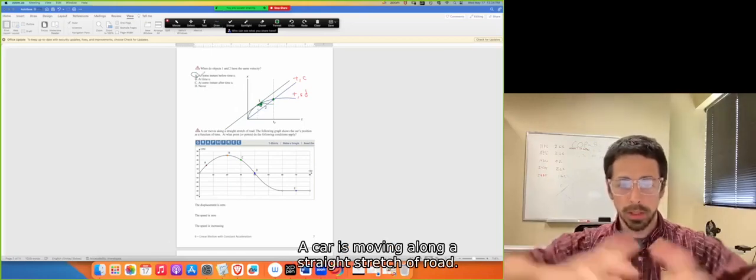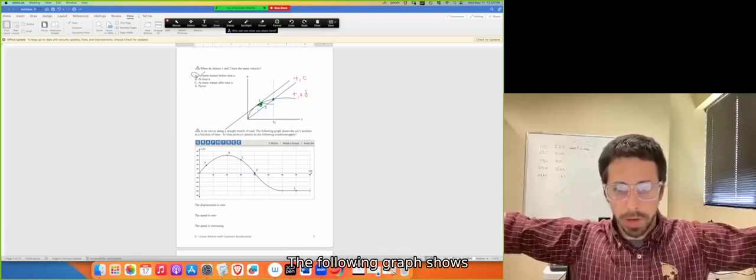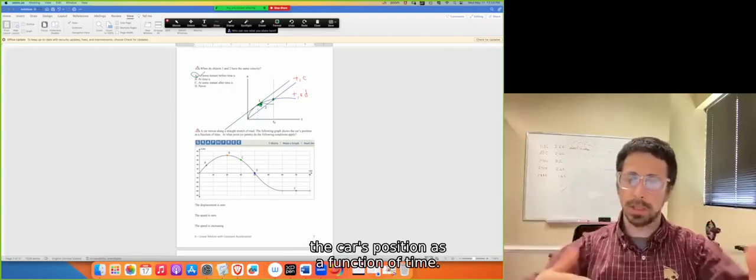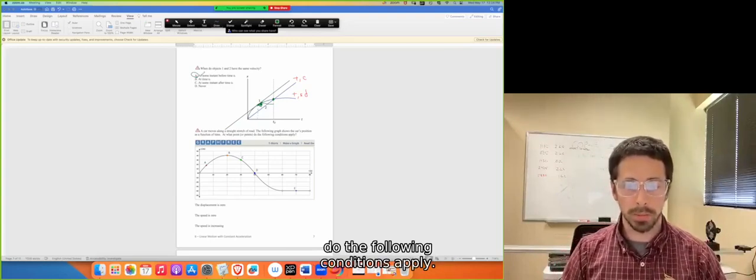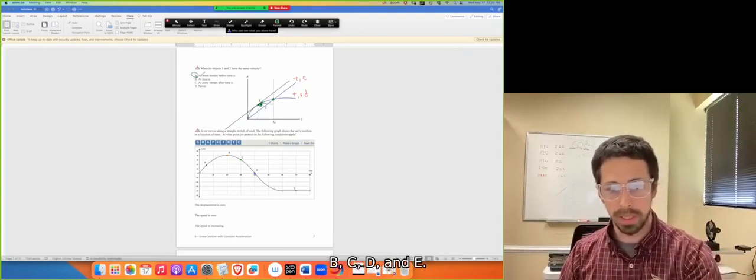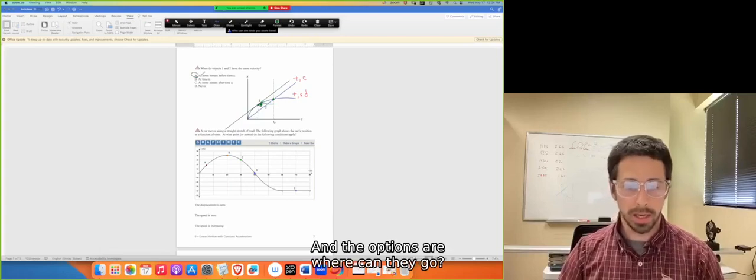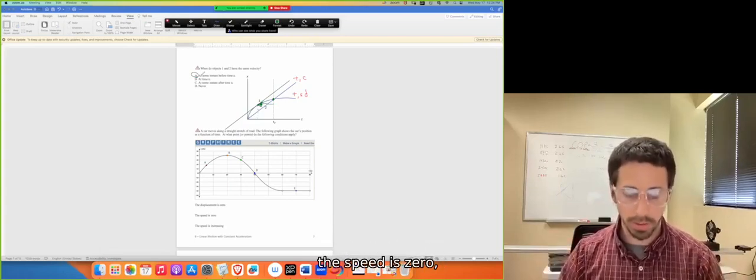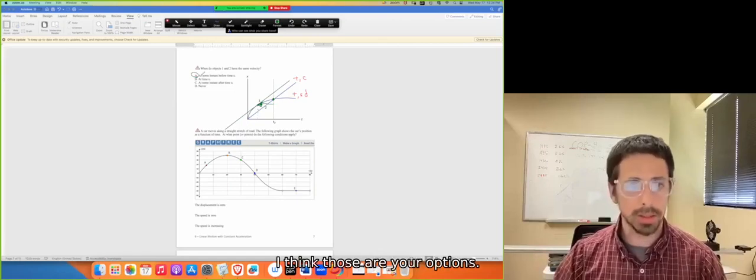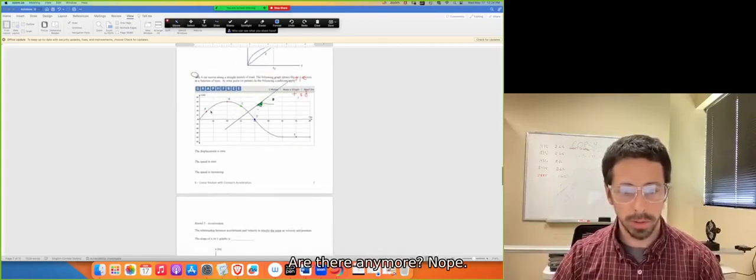A car is moving along a straight stretch of road. The following graph shows the car's position as a function of time. At what point or points do the following conditions apply? We have positions A, B, C, D, and E, and the options are: displacement is 0, the speed is 0, the speed is increasing. I think those are your options.